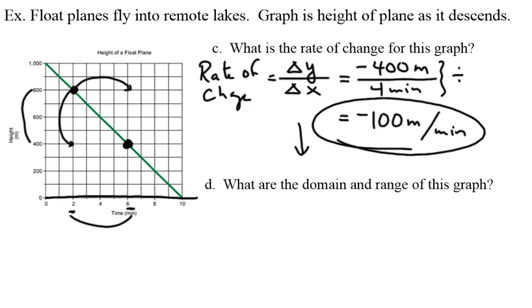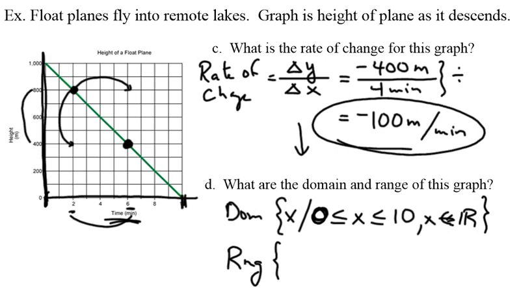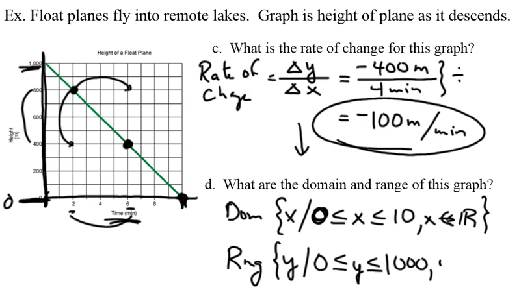Well, domain, we're going from 0 to 10, 2 endpoints. So our domain would be x values such that 0 is less than or equal to x, which is less than or equal to 10, and x is a member of the reals. Well, domain is time, so this is telling us our time is anywhere from 0 to 10 minutes to land. And the range, the y values being utilized. Well, our floor is as low as 0, but our ceiling is 1,000. So we want the y value such that 0 is less than or equal to y, less than or equal to 1,000. And y is a member of the reals.